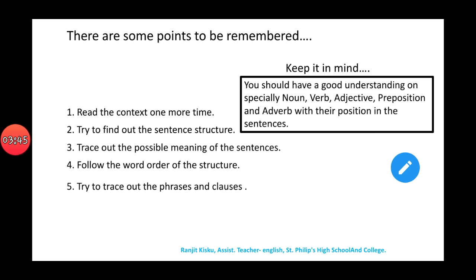Go ahead. And one more thing you must keep in mind: you should have a good understanding of especially noun, verb, adjective, preposition and adverb with their position in the sentence, because fill in the gaps basically depends on these 5 parts, not 4: noun, adjective, verb, preposition and adverb. Basically you must find the gap with either preposition or adjective, verb, noun, whatever among these 5. Okay, now let's go to the main point.